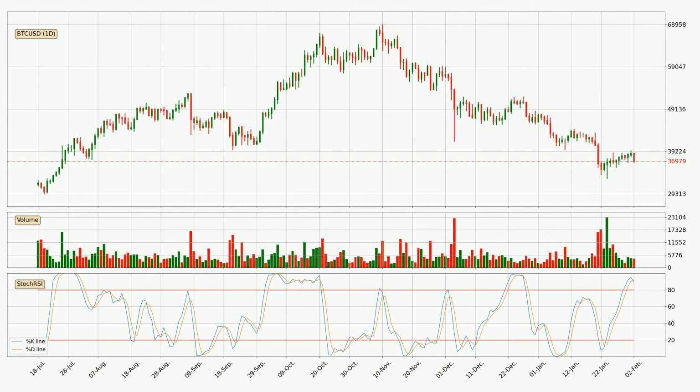Moving to the daily stochastic RSI, both the %K and %D lines are in the higher region, which means that the price is getting overbought and soon a trend change or at least some kind of consolidation could be expected. The K line is below the D line, which shows that the trend has shifted to the downside.